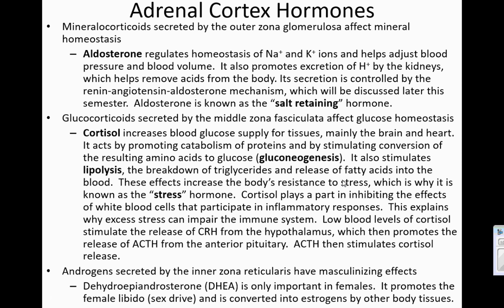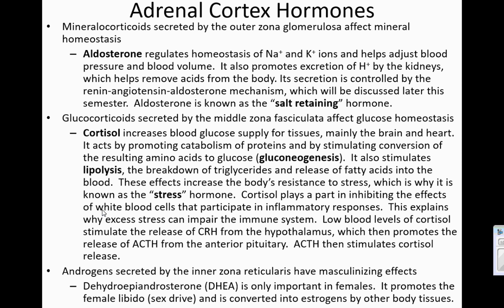Cortisol plays a part in inhibiting the effects of white blood cells that participate in inflammatory responses, which explains why excess stress can impair the immune system. We're going to talk about that in a little bit. Low blood levels of cortisol will stimulate the release of corticotropin-releasing hormone from the hypothalamus, which, as we know, a releasing hormone from the hypothalamus stimulates an anterior pituitary hormone, ACTH, which is adrenocorticotropic hormone. Adrenocortico, so there's where that half of the word comes from. And that hormone specifically stimulates cortisol release.